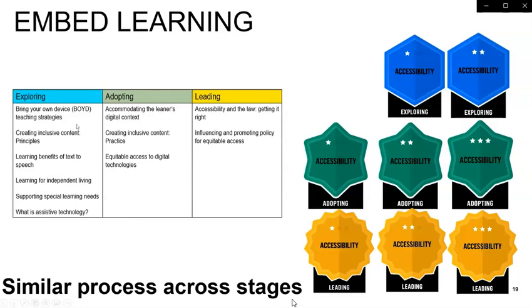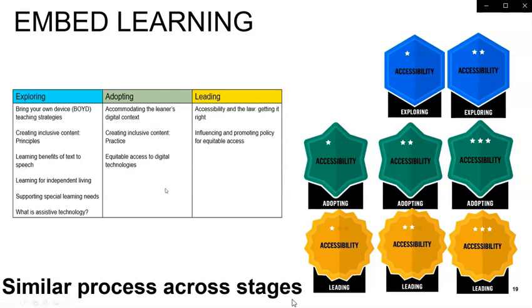You'll see that within accessibility, for example, as I said, there are 3 stages: exploring. These are clusters. These modules are what we call clustered. So there's an exploring cluster, an adopting cluster, and a leading cluster. Exploring is getting to know a little bit about it, and that has the inclusive content principles, and there are 6 principles that you should think about when doing any content.